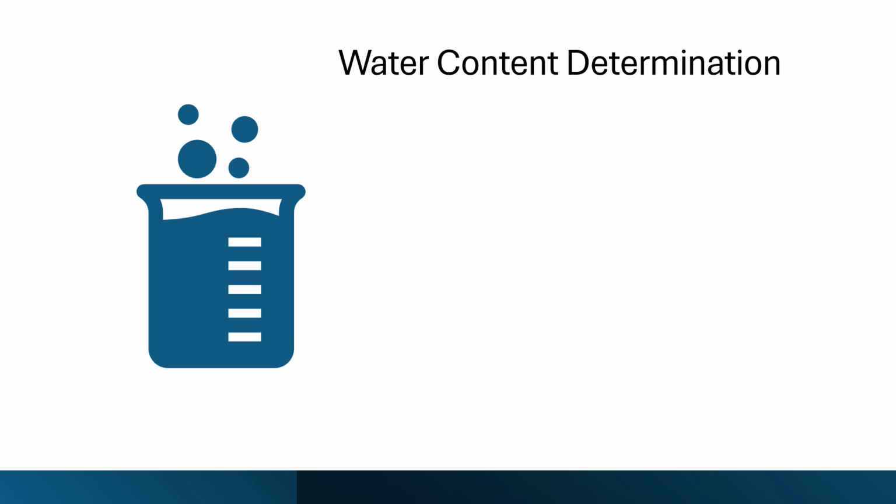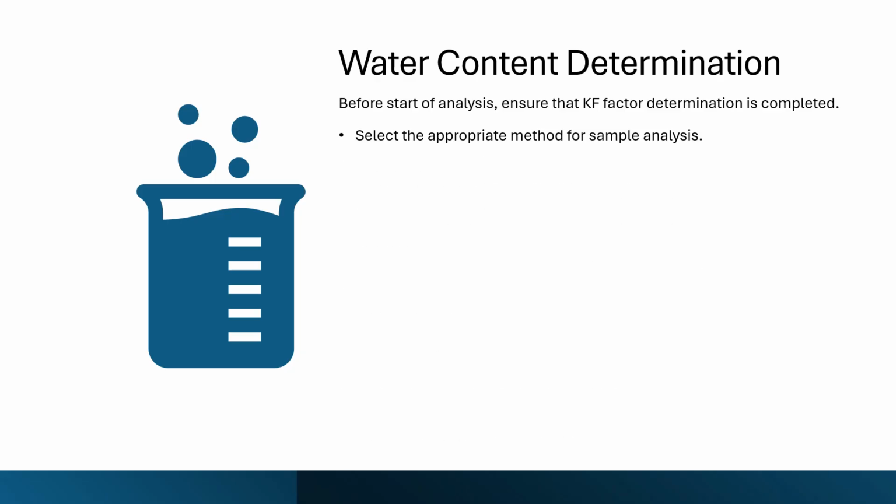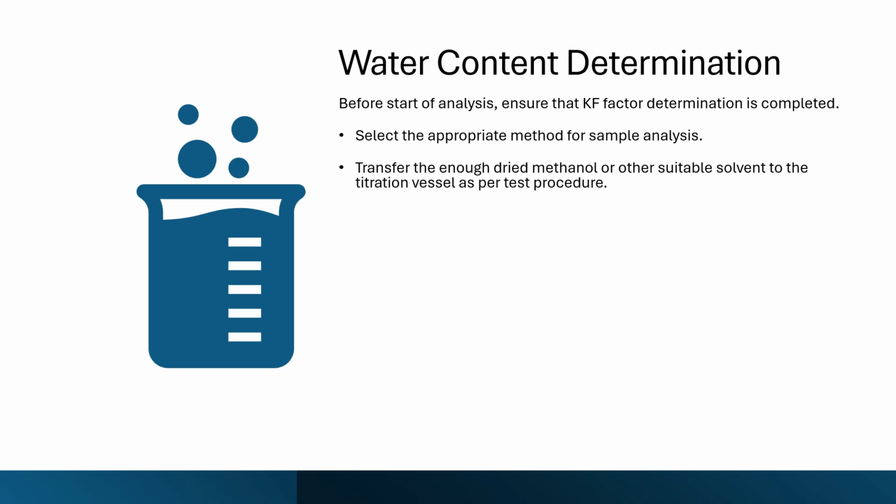So now here we will discuss the water content determination process. Before the start of analysis, ensure that the KF factor determination is completed. In step 1, select the appropriate method for the sample analysis from the instrument software, right? Then transfer enough dried methanol or another suitable solvent into the titration vessel, following the instructions in the test procedure. Next, ensure that the volume of solvent is sufficient to completely cover the electrodes, right?